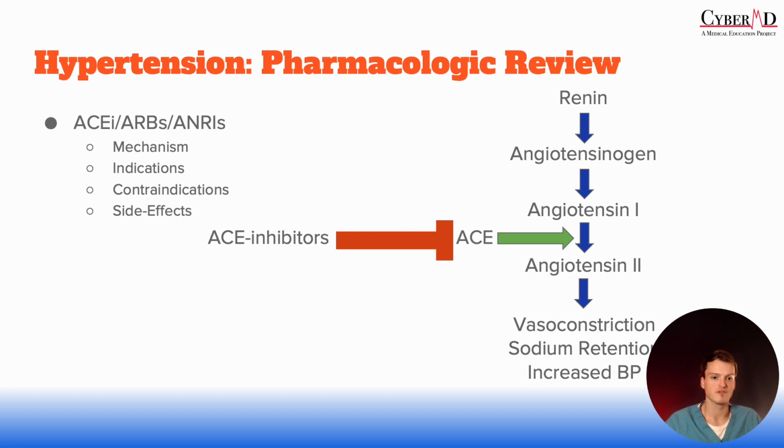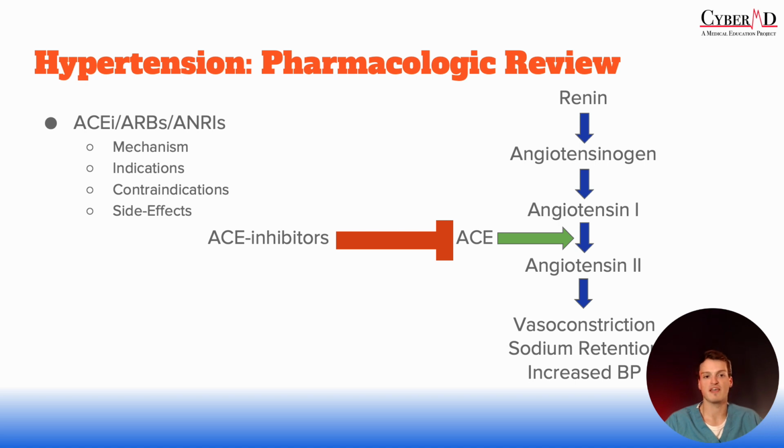So for ACE inhibitors, those are going to work by inhibiting the angiotensin-converting enzyme, and that inhibition is going to lead to a decrease in the production of angiotensin II, which is a potent vasoconstrictor. So the result of that is vasodilation, which in the end is going to reduce blood volume and ultimately lower blood pressure as it vasodilates. Additionally, these medications are going to reduce the degradation of bradykinin, which is also going to contribute to vasodilatory effects.